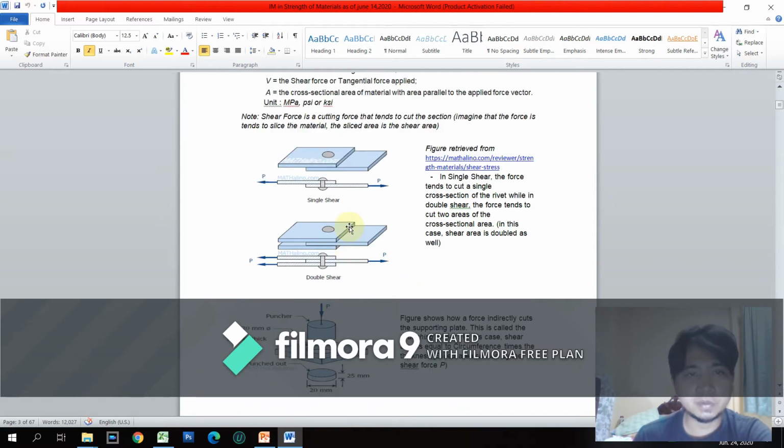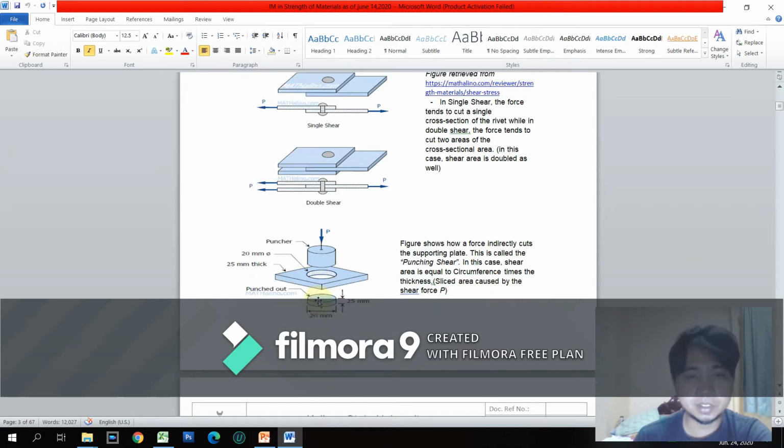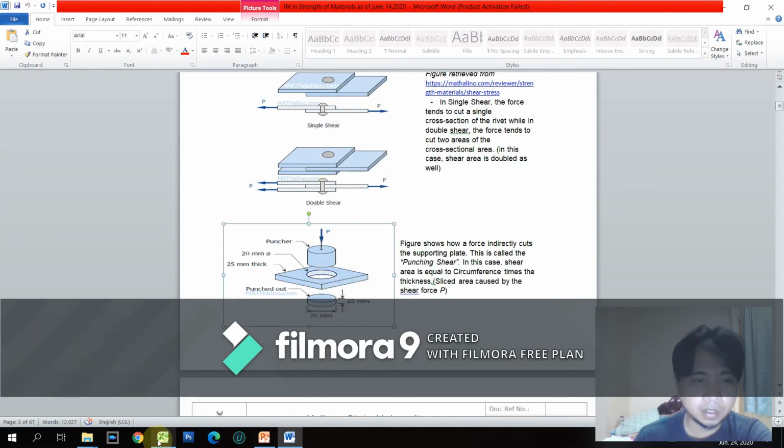Another type of shear stress is this one. This is what we call punching shear. Basically, this column is connected to this plate, and if we apply a compressive force on this column, the effect on the plate will be punching, or punching shear. What is the punching shear referring to? Perhaps we can illustrate this in a drawing.